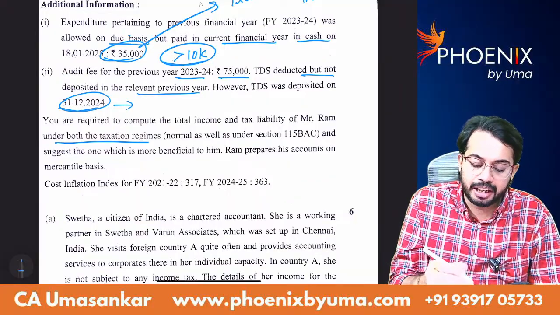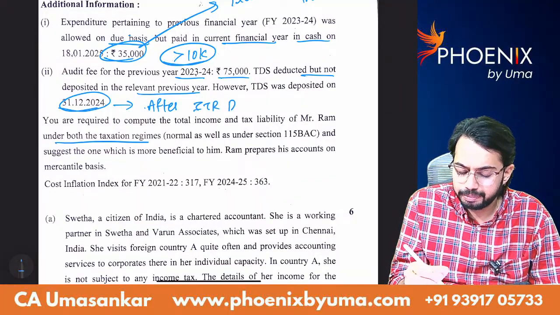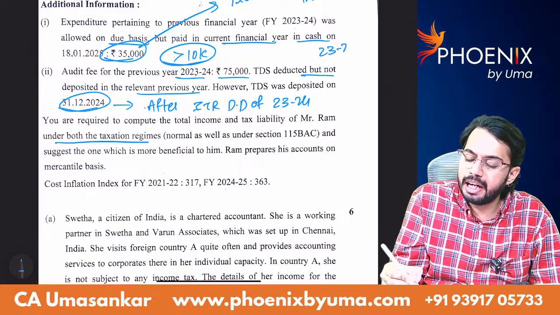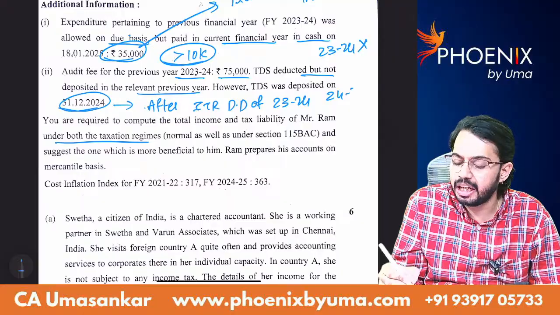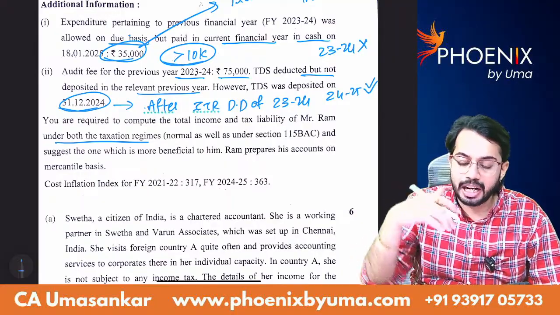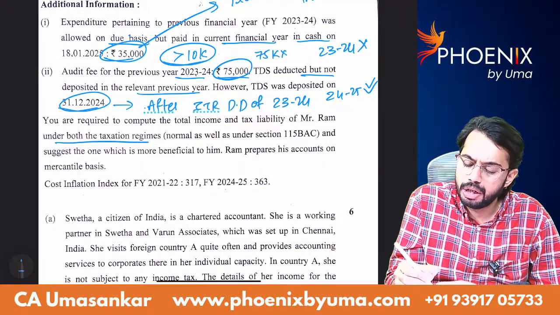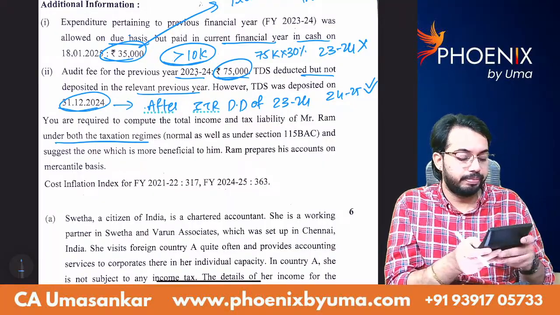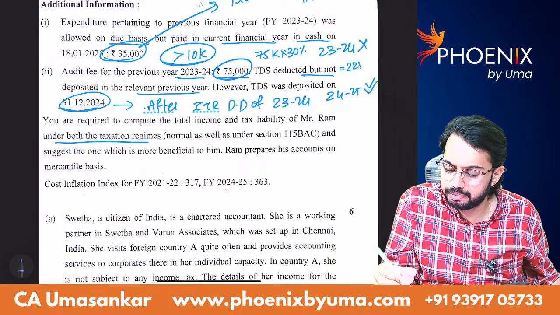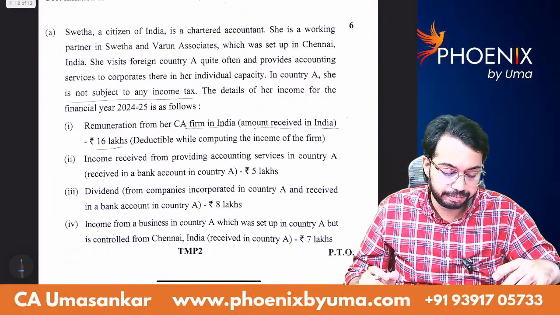When it was deducted after ITR due date of 23-24. So in 23-24, it is not allowed as deduction. In 24-25, it is allowed as deduction. So in current year calculation, like whatever 75,000 into 30%, how much? 22,500. That will be allowed as deduction in 24-25.